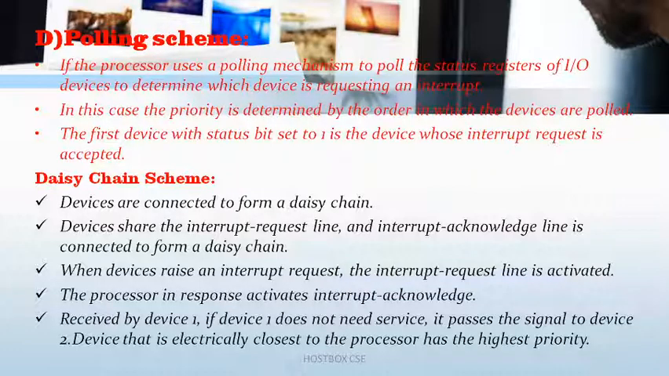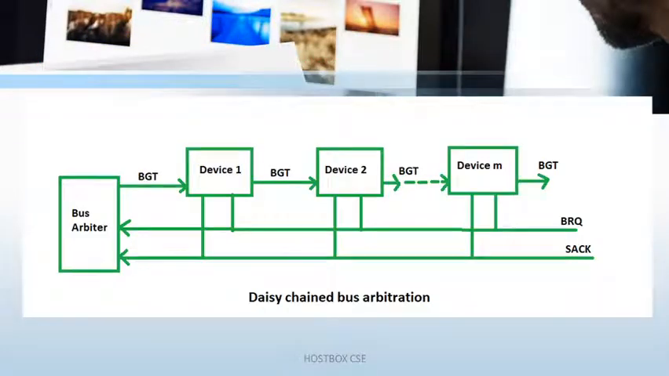Let's go for the concept of the daisy chain scheme. If you want a deeper idea about the polling scheme, you can apply the daisy chain scheme. There will be a diagram. Let's assume that this is a part of the type 2 arbitration scheme. We have a bus arbiter followed by IO device 1, IO device 2 and IO device 3 and so on, where you have 3 lines called bus grant, bus request and acknowledge.